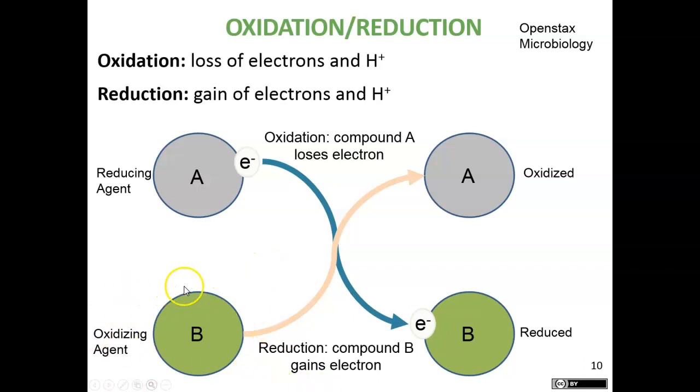And so here we have some reducing agent that's going to donate its electrons and hydrogen to something else, and this agent becomes oxidized. Here we have an oxidizing agent that takes in the electrons and hydrogen ions, and this becomes reduced. So oxidation and reduction go hand in hand, and they are coupled reactions. You don't oxidize something without reducing something else.